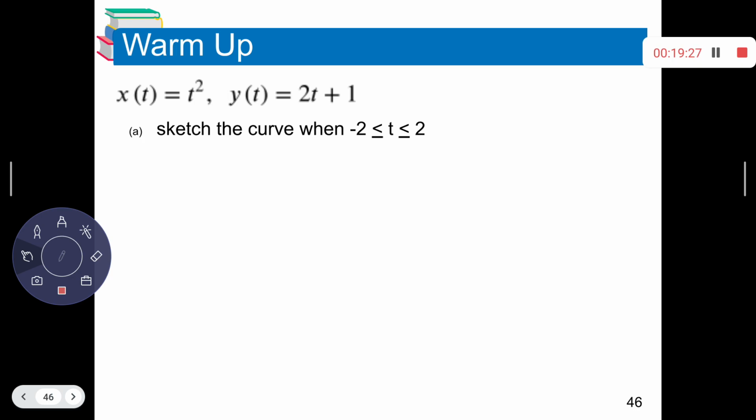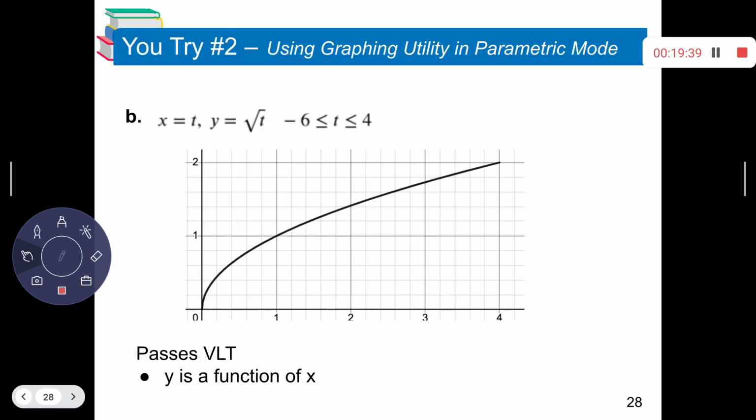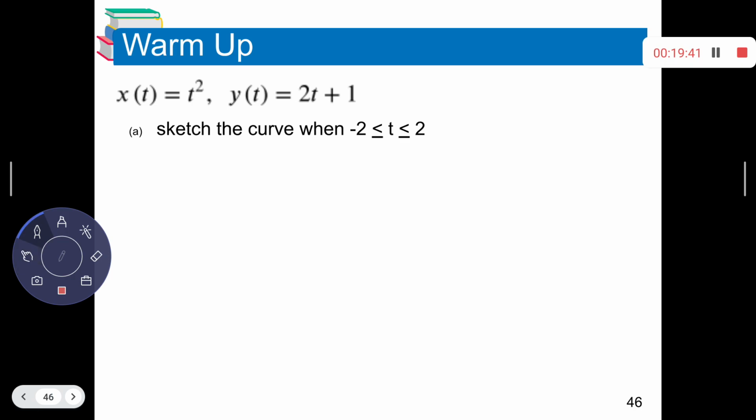I think that is it for 9-4. This is a warm-up for probably the beginning of 9-5. There is a web assignment for 9-4. So I'm going to say 9-4 homework is in WebAssign. All right, that is it.